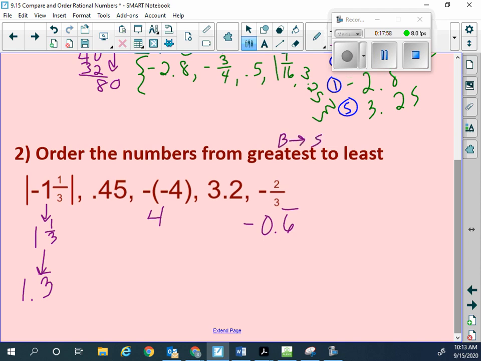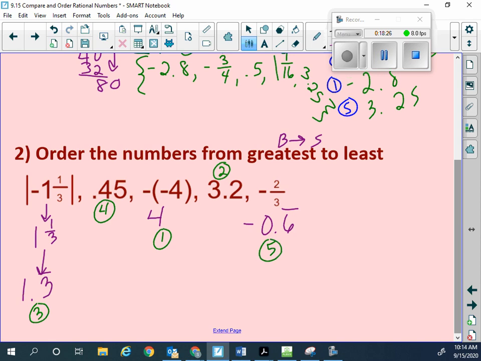Now, greatest to least means big to small. So what's the biggest one up here? 4 would be the biggest one. Okay, what's the next biggest? 3.2. What would be the next biggest? 1.3. What would be the next biggest? 0.45. And then the only negative one we had up here.